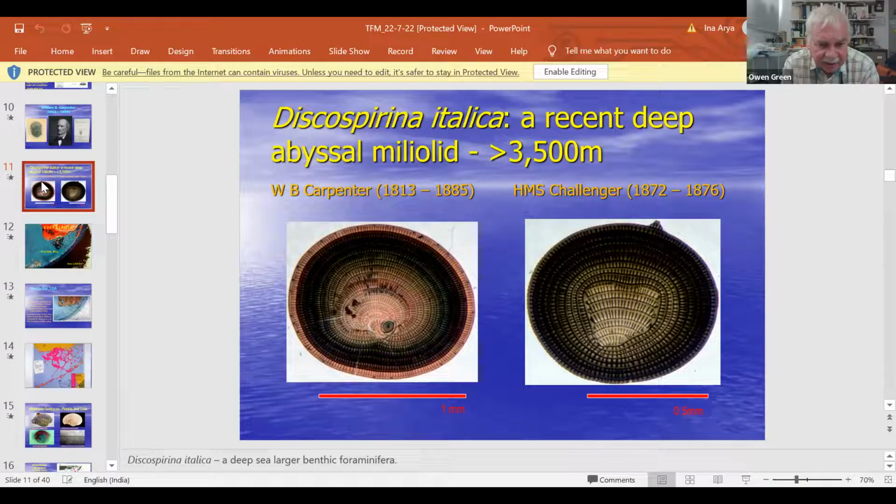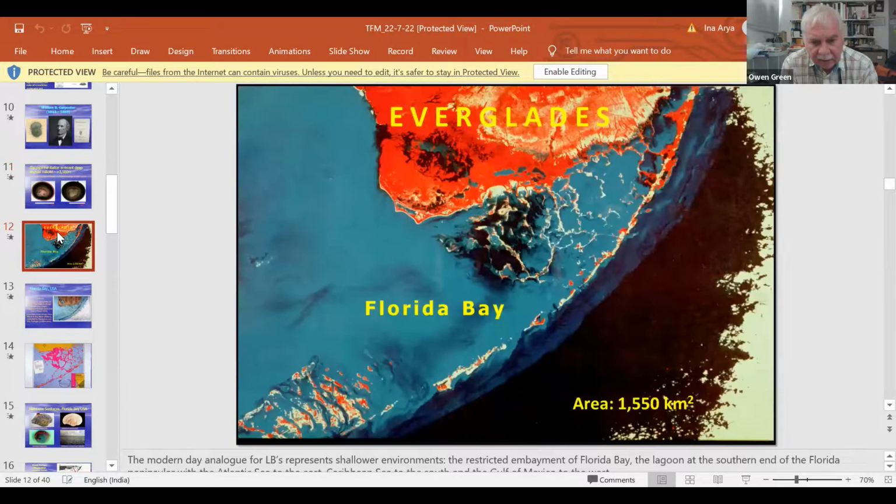Okay, next slide, please. So I'll briefly go through this. This is my sort of modern analog in relation to some of the larger benthic foraminifera, and it's an area at the southern end of the peninsula of the Florida Panhandle. It's Florida Bay, and this is a sat image here. You can see it's got an area of over 1,500 square kilometers.